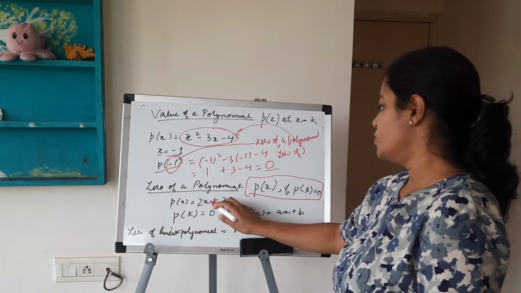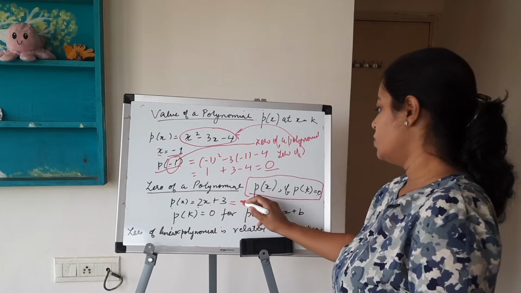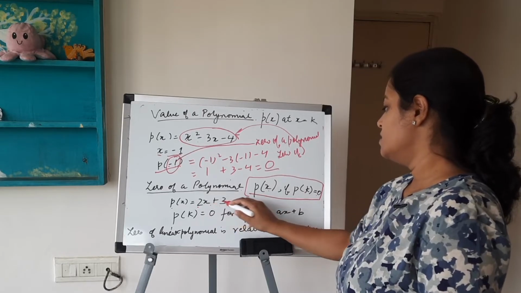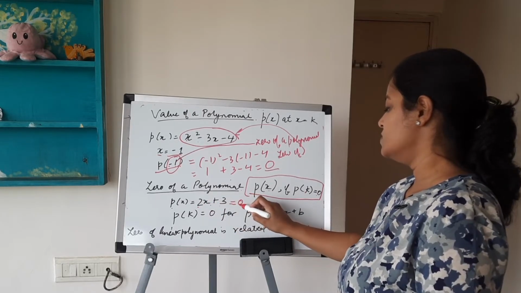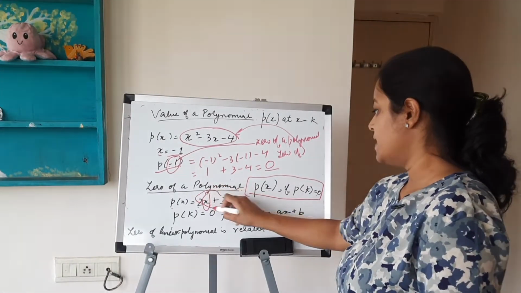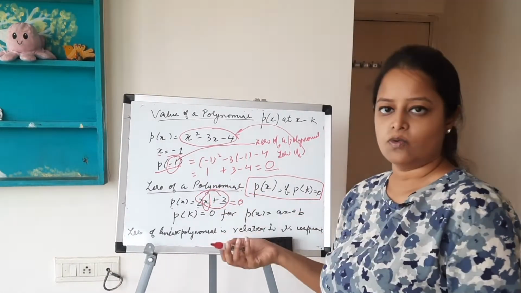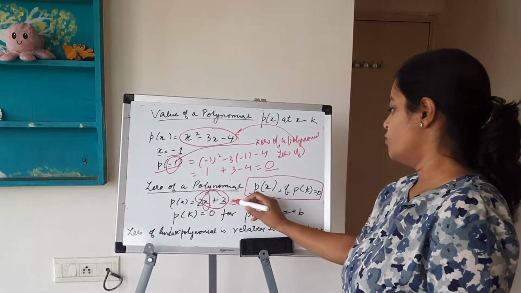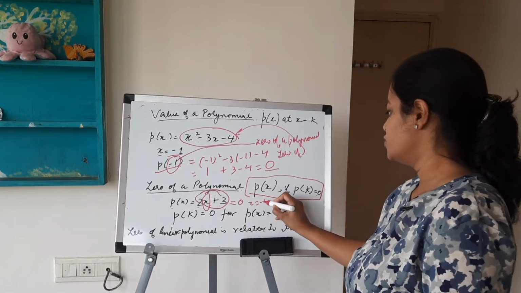p(x) is equal to 2x plus 3. Here, if you want to find the 0 of the polynomial, then we will equate it to 0, the value of x at which the value of this polynomial becomes 0, right? That's the 0 of the polynomial. So it will be x equal to minus 3 by 2.